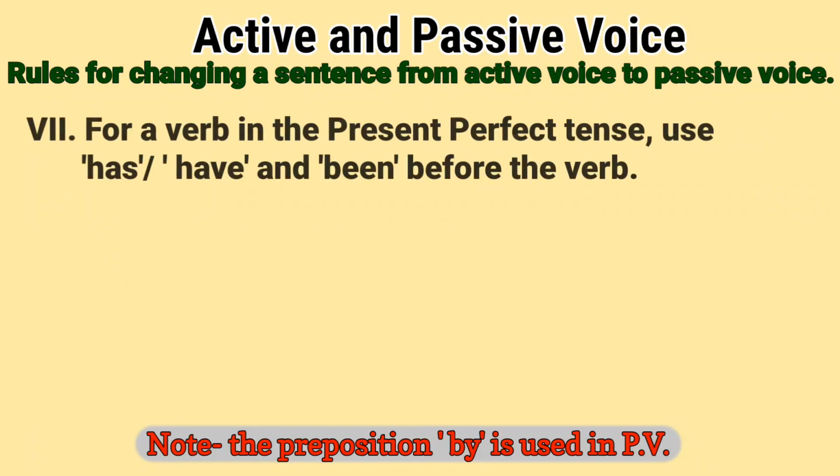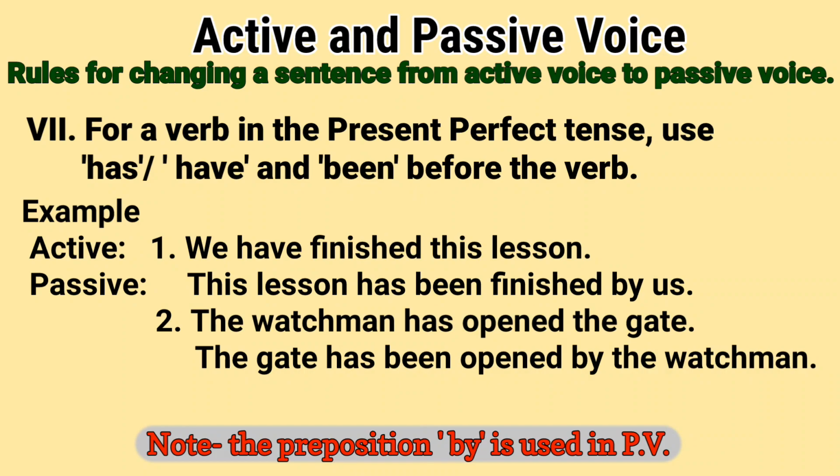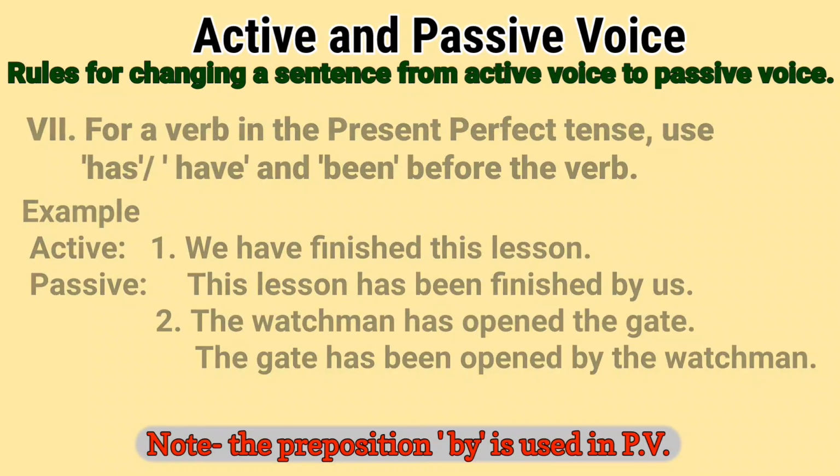Seventh rule: for a verb in present perfect tense, use has or have plus been before the verb. For example, we have finished this lesson. Passive voice: this lesson has been finished by us. Second example for this rule: the watchman has opened the gate. The gate has been opened by the watchman.